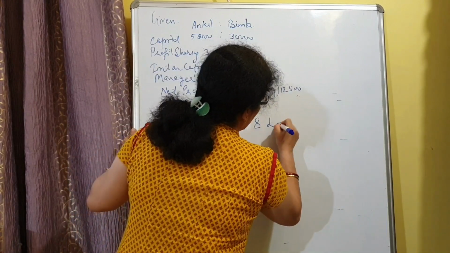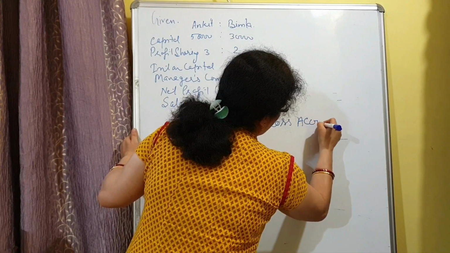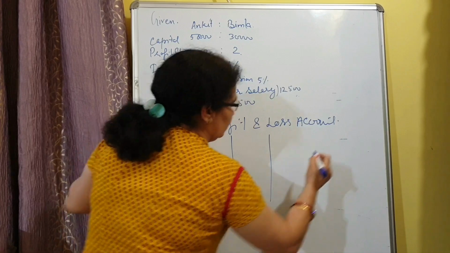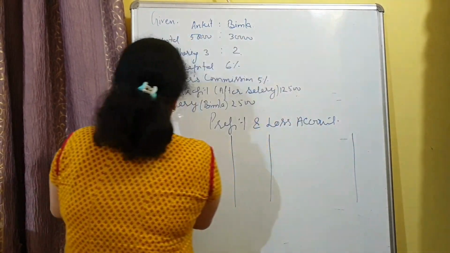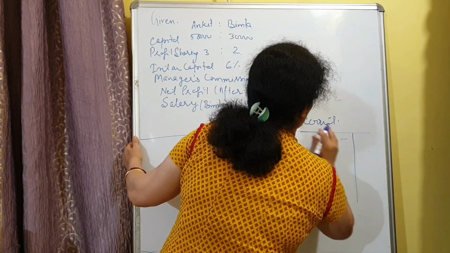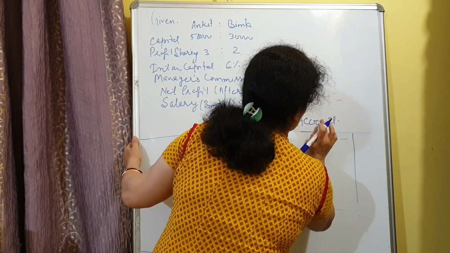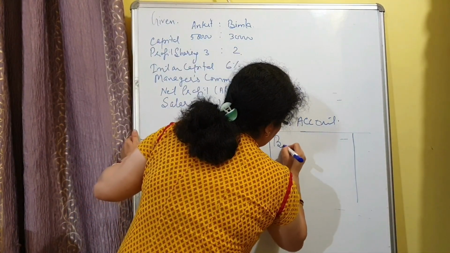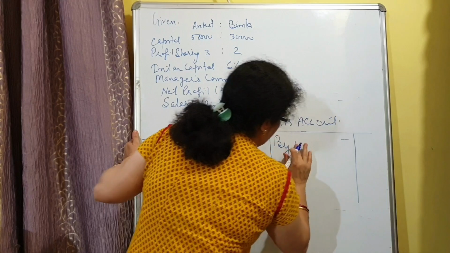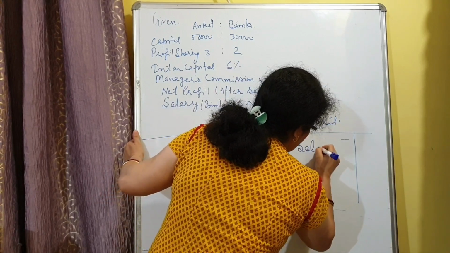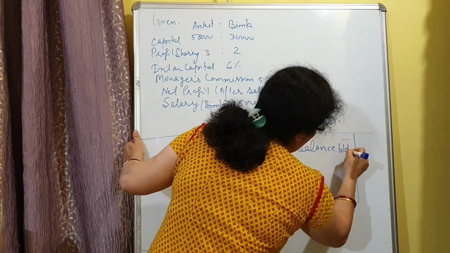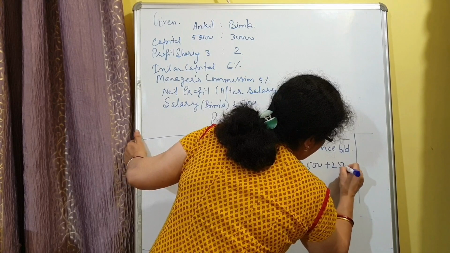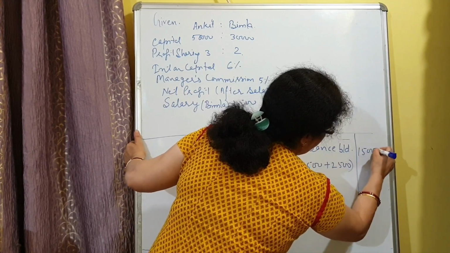Profit and loss account. Okay, in this case, what do we have to do? Particulars, amount, particulars, amount. Profit should be mentioned here by net balance b/d, that is 12,500 plus salary of Bimla, meaning the total profit is 15,000.